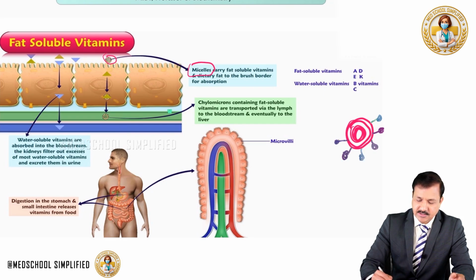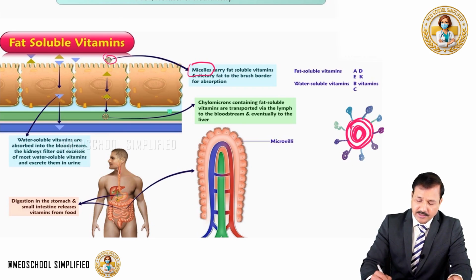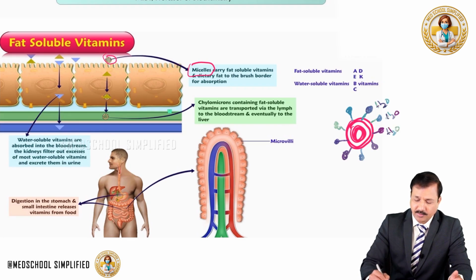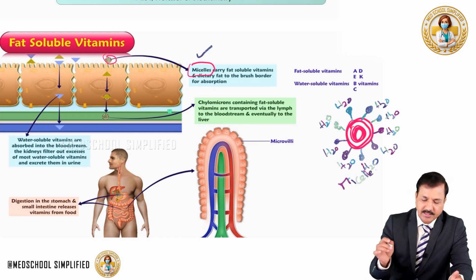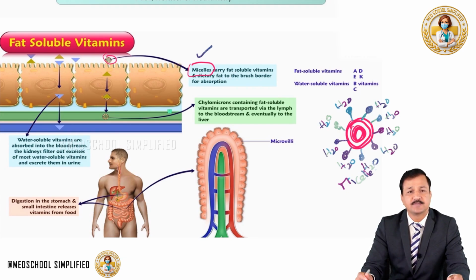Note that bile acids and bile salts are amphipathic molecules. They have a polar head and a non-polar tail. Now the non-polar tail is going to interact with the lipid molecule, and the polar head, which has polarity, can interact with the water molecule within the intestinal lumen and keep this lipid mass soluble. And the molecule that I am drawing here is referred to as a micelle. That's what is written here. So the micelle carries fat soluble vitamins and dietary fat to the brush border for the absorption process.